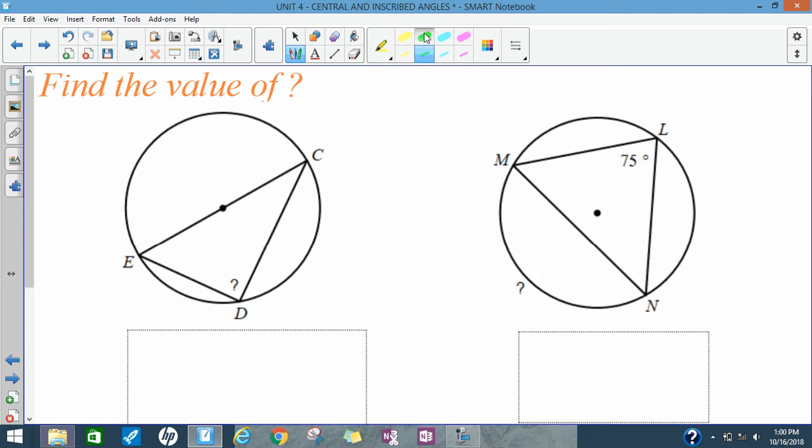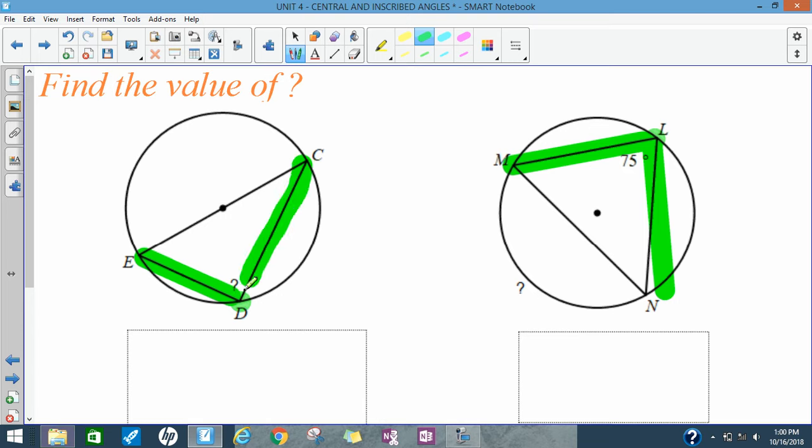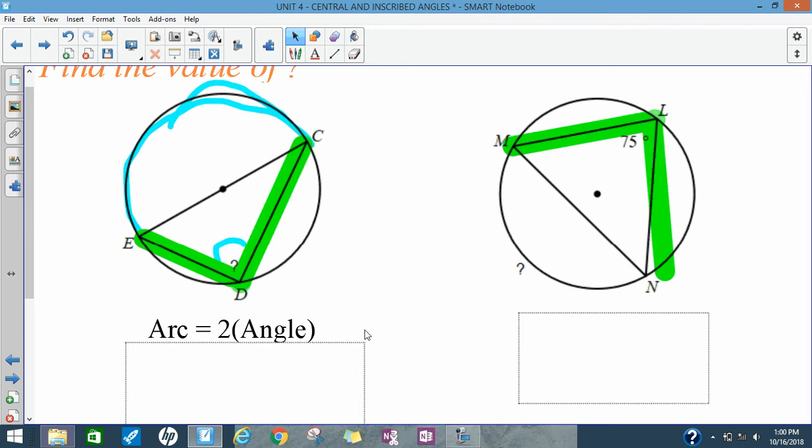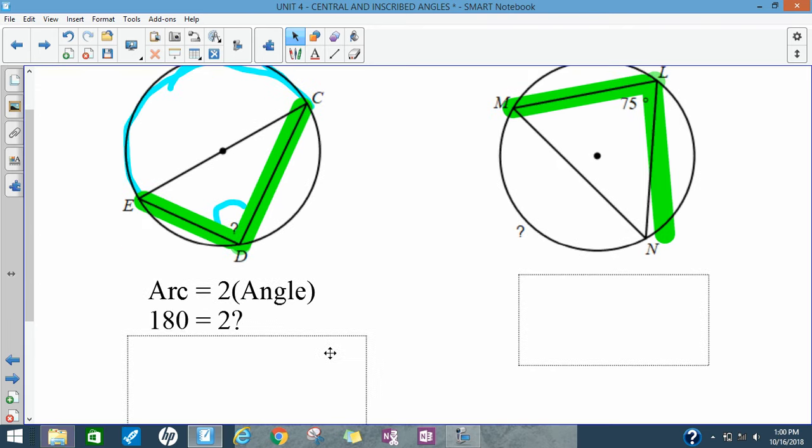So again, we have inscribed angles because their vertices are on the circle. Their sides are chords. Here I want to know what this angle is, and here I have an intercepted arc. And like we said at the beginning of the lesson, I have a diameter. So that means that this blue intercepted arc is 180 degrees. It's a semicircle. The arc is 2 times the angle. So my arc of 180 is 2 times whatever my angle is. So I divide both sides by 2 and find out that that's a 90-degree angle.